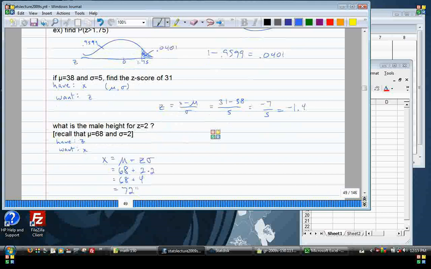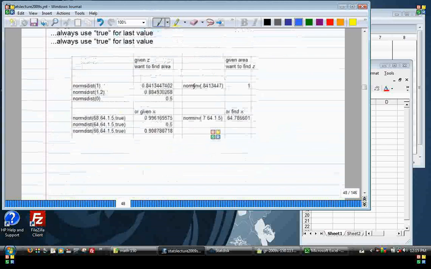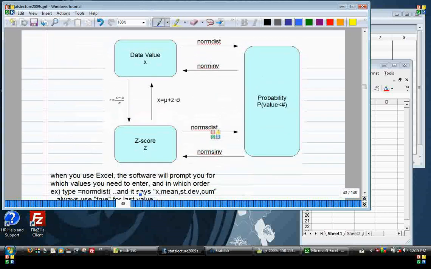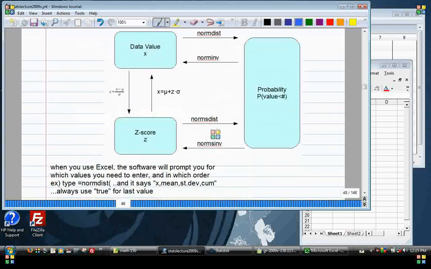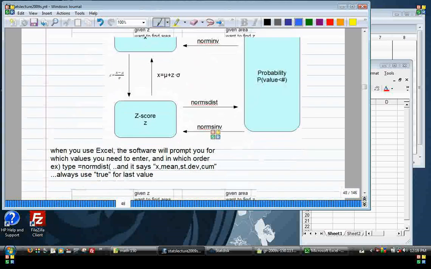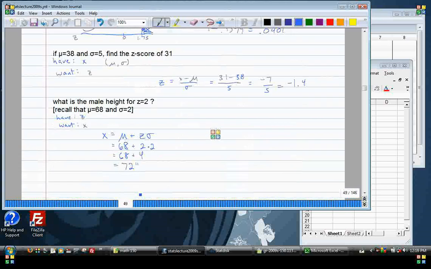So again, as you're doing these problems, it's going to be really helpful to keep in mind where you are on the chart. Where you are, where you're trying to go. So again, I would say to start, use the chart. But once you're a pro, you'll know where to go. Alright. Any questions so far?